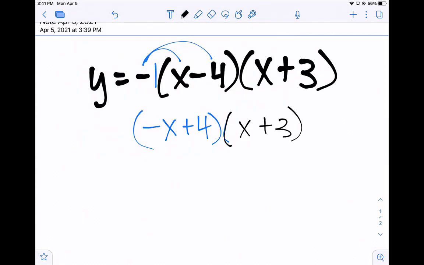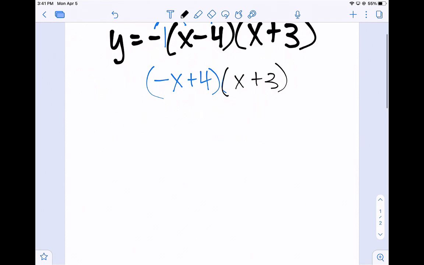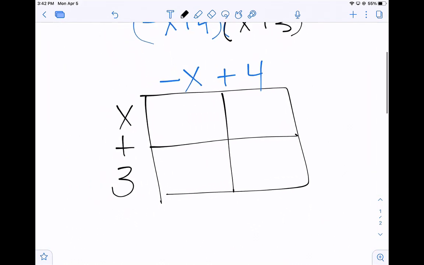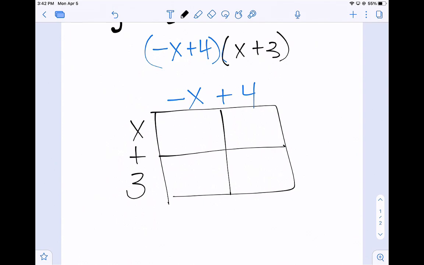Okay, so again, when you're multiplying 3 things together, multiply any 2 together first, and then take that answer and multiply by the third. And we've been looking at the area model for multiplying. So if I write any one of them on the top, it doesn't matter. I'll put the negative x plus 4 on the top, and I'll put the x plus 3 on the side. And then I'm going to draw a line wherever I have the plus and the minus separating the terms. And we're going to multiply these together.